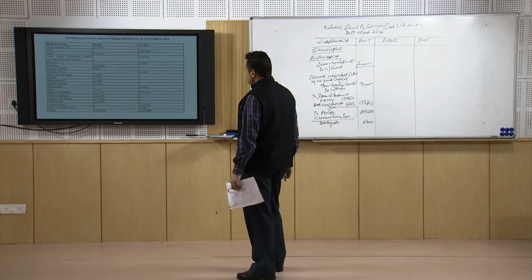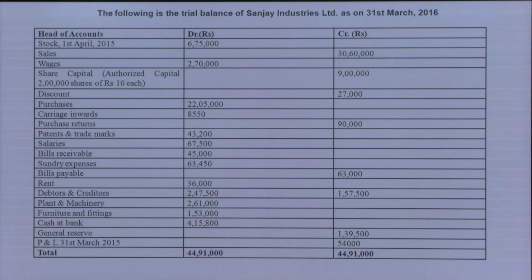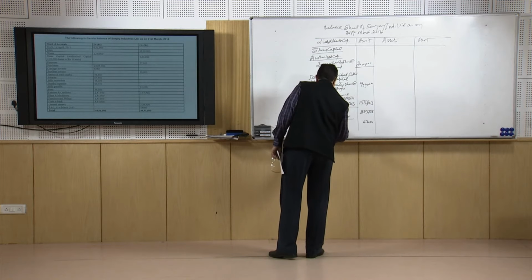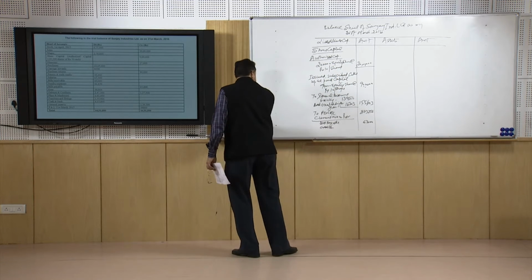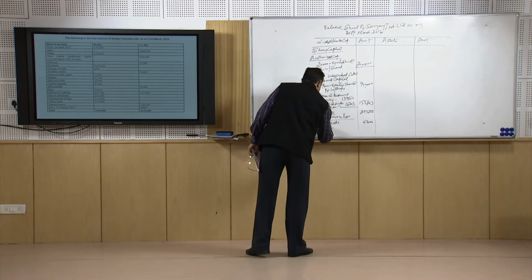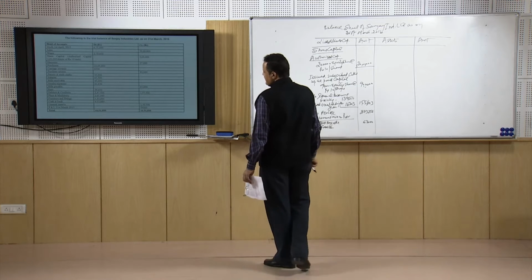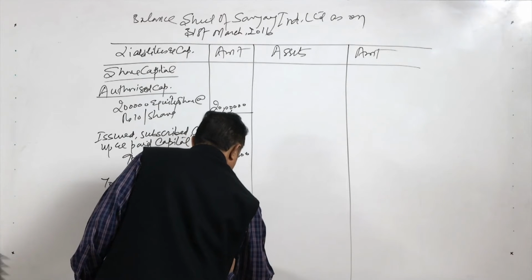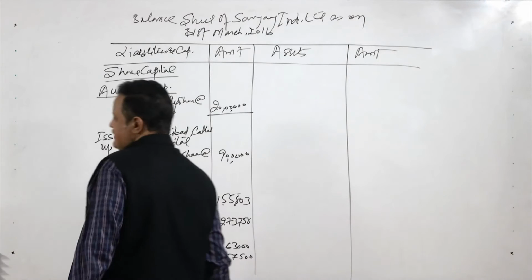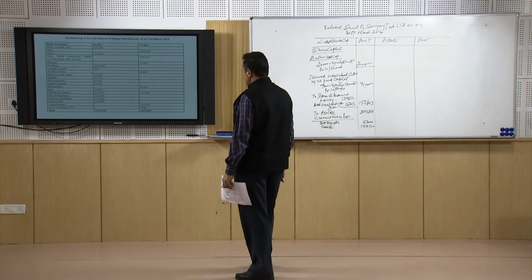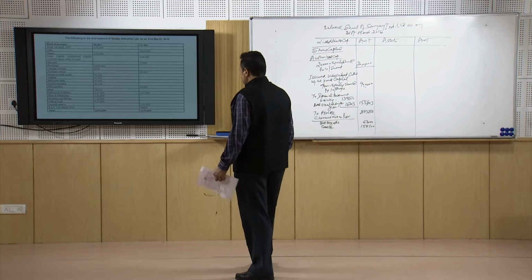Then we have creditors, yes, creditors. So we have to take now the creditors, and how much creditors we have here? 1,57,500. 1,57,500 creditors are here. Then we have plant, machinery, furniture, cash, and general reserve we have dealt with, profit and loss we have dealt with.